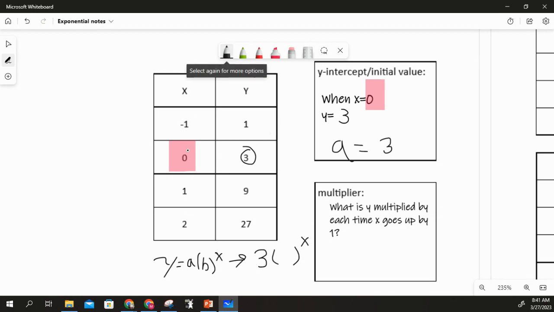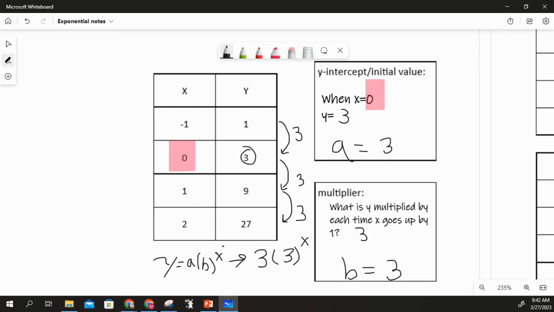Now we're going from -1 up to +2. Let's look at what changes. So first y value we got is 1, then we're going over to 3. What did we multiply by to get from 1 to 3? We multiplied by 3. And now going from 3 to 9, that's another 3 again. And then from 9 to 27, we're multiplying by 3 one more time. So what do we multiply each time? By 3, which means our b value here is equal to 3. So that makes our equation 3 times 3 to the x power.